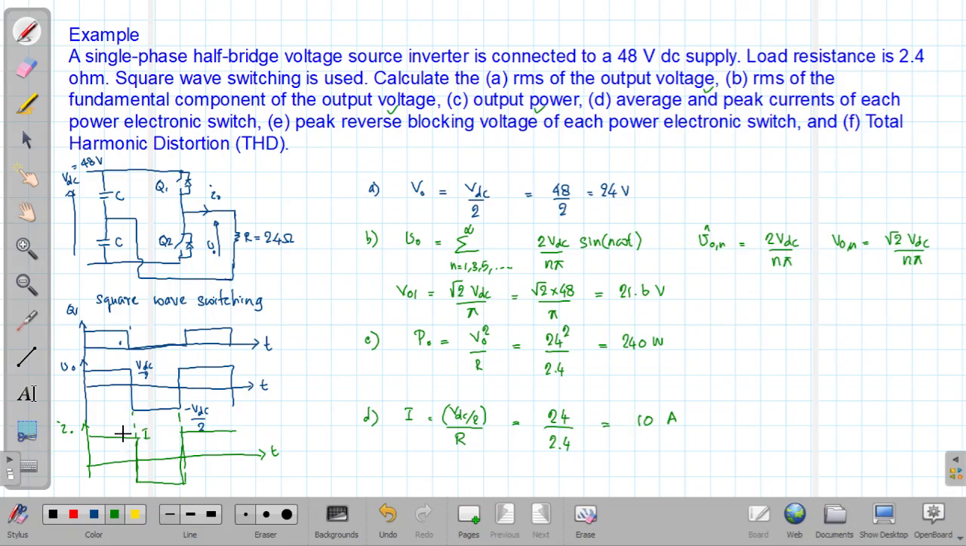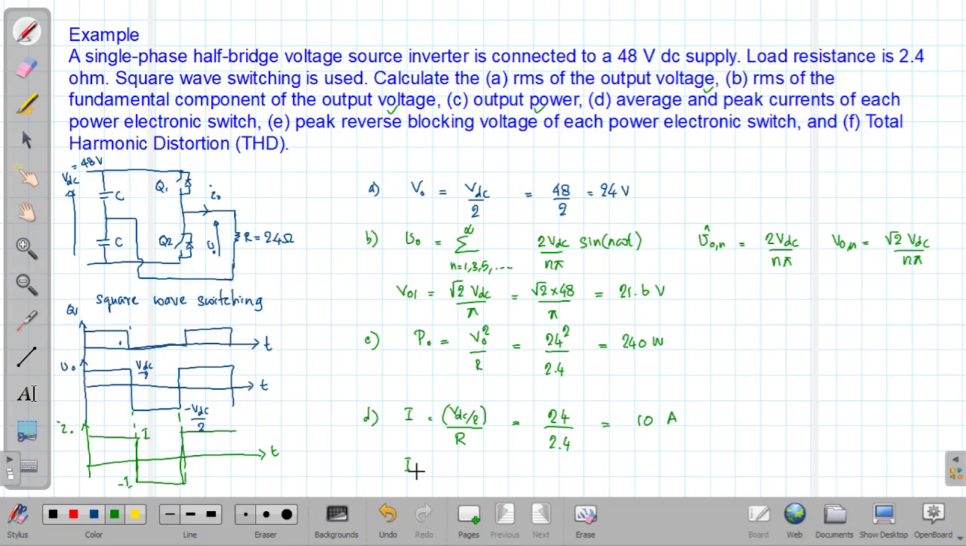When switch Q1 is turned on, current will flow through the switch Q1 and it is 10 amperes. And when switch Q2 is turned on, the output current is minus I, which would again be equal to VDC by 2 over R. So that's the peak current. Then you need to calculate the average current flowing through a switch.